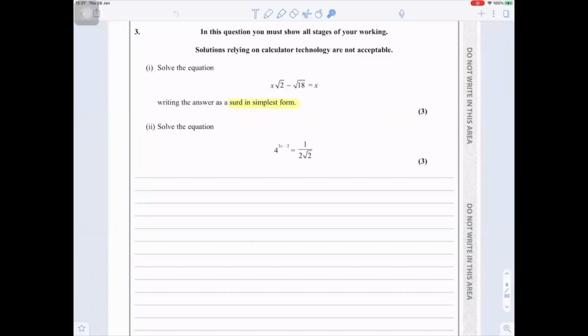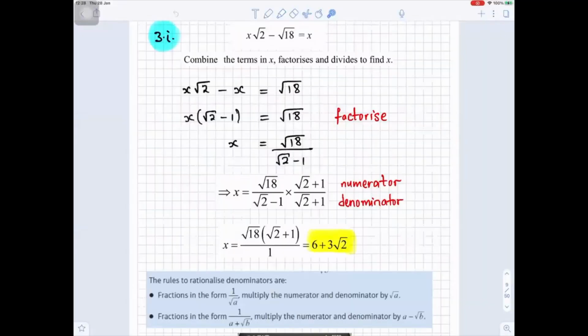Question number 3. In this question, you must show all stages of your working. Solve the equation x root 2 minus root 18 equals x, writing the answer as a surd in simplest form. So to solve this question, combine the terms in x, factorize, and divide to find x.